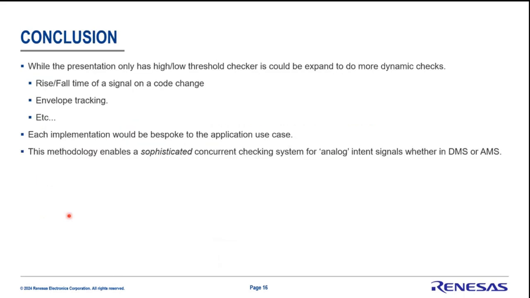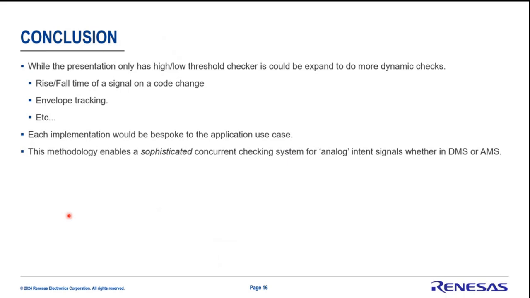So in conclusion, while the presentation has gone on a very classical high-low checker, you could expand this to do more dynamic checks. You could do rise and fall times of signals on a code change, envelope tracking. You could make your own sine wave detector, etc., that would work in both AMS or DMS. The key thing here is your checker or your monitor is going to be very bespoke to the application. You can't write something that is going to work with every possible use case. There's just too many. So take a look at what you need to do.